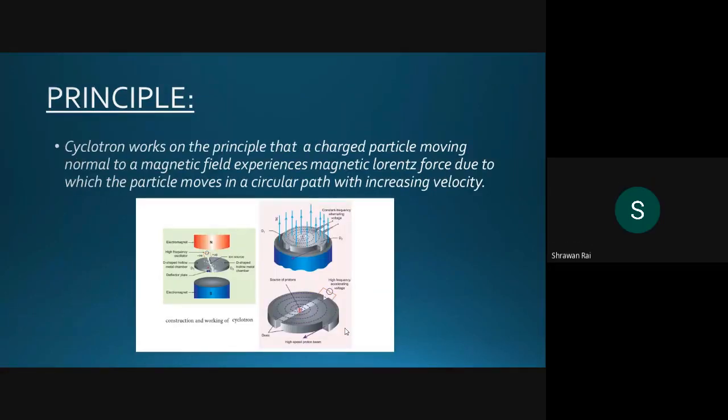The principle of cyclotron. Cyclotron basically works on the principle that a charged particle moving normal or perpendicular to a magnetic field experiences magnetic Lorentz force, due to which the particle moves in a circular path with increasing velocities.